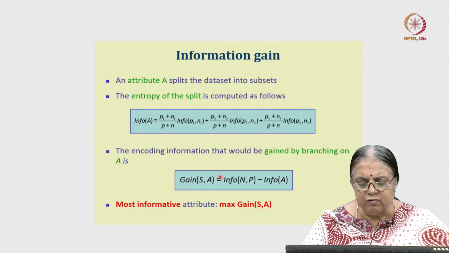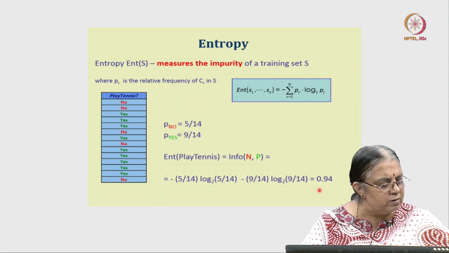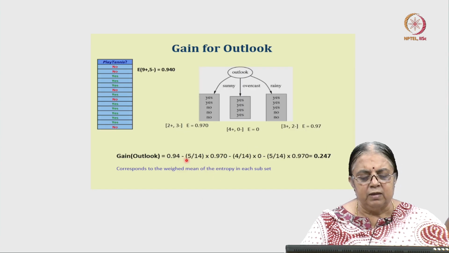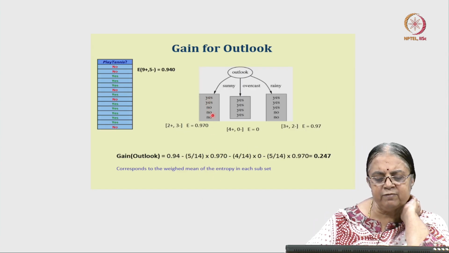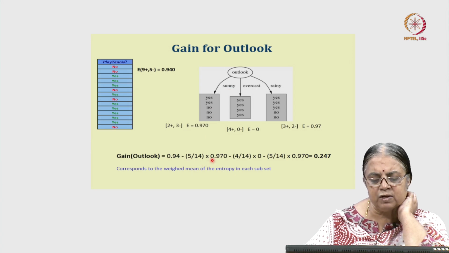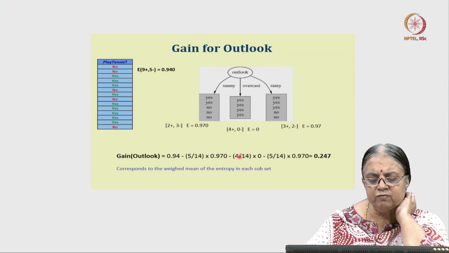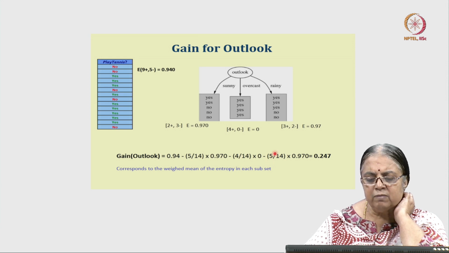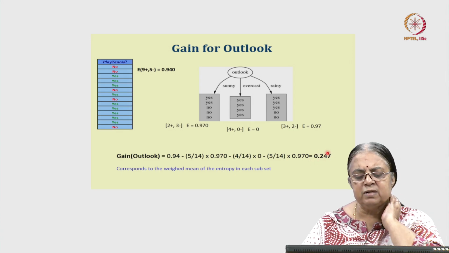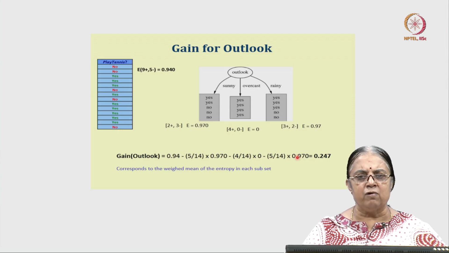So, the 0.94 is the value here, minus the weighted entropies. Altogether there are 5 patterns in sunny. So, you get 5 by 14 into 0.97, minus 4 by 14 into 0, minus 5 by 14 into 0.97. So, altogether you get 0.247, right. So, this is the gain for outlook.